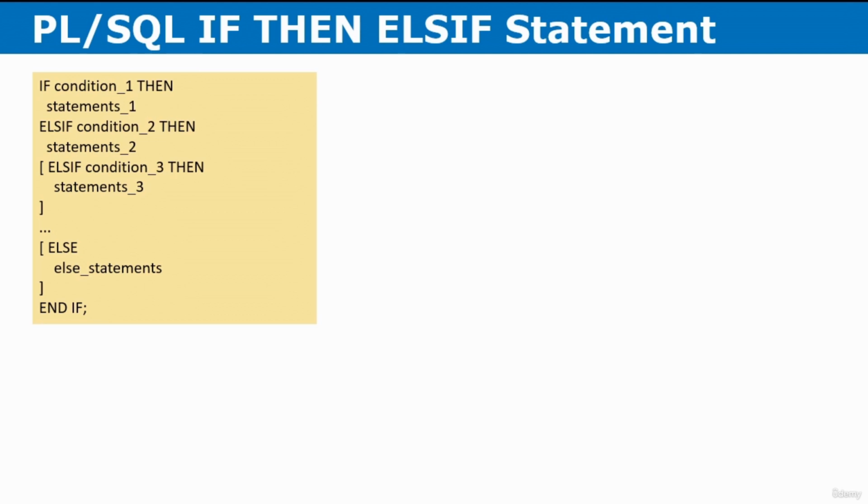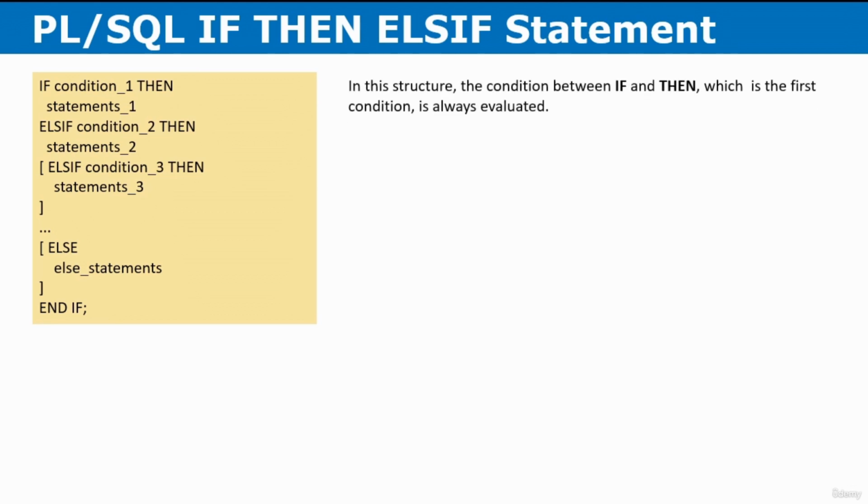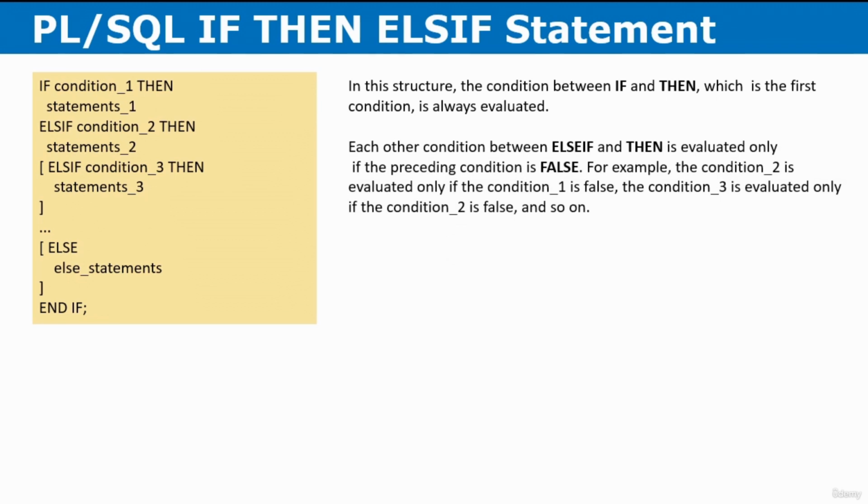This is the syntax for the IF THEN ELSIF statement. In this structure, the condition between the IF and THEN, which is the first condition, is always evaluated. Each other condition between the ELSIF and the THEN is evaluated only if the preceding condition is false. For example, condition_2 is evaluated only if condition_1 is false. Condition_3 is evaluated only if condition_2 is false, and so on.